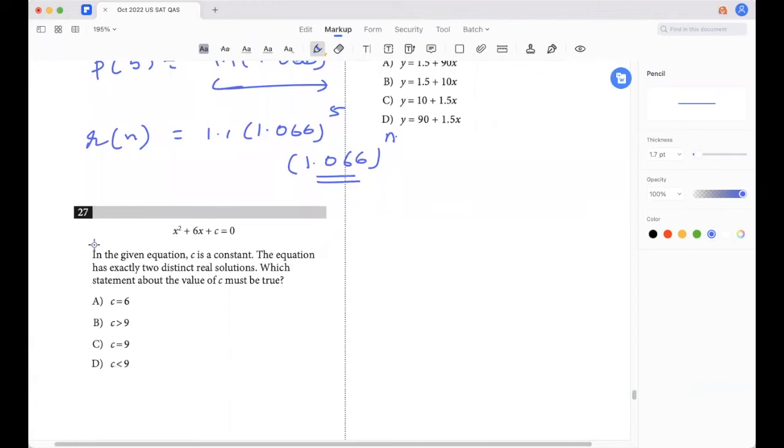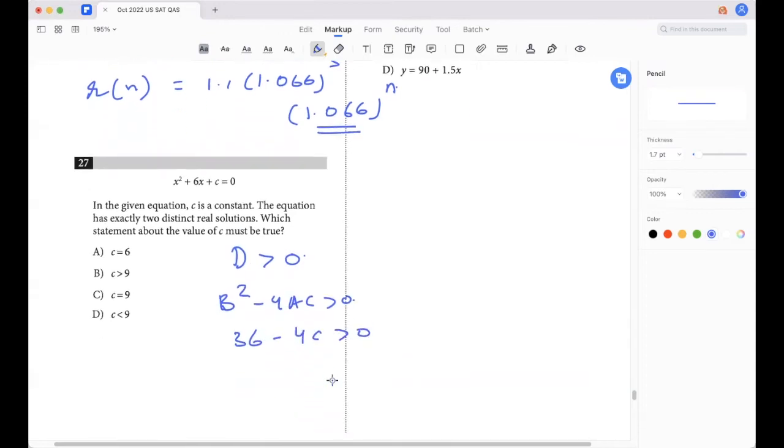In the given equation, C is a constant. The equation has exactly two distinct real solutions. Which statement about the value of C must be true? Two distinct real solutions means the discriminant is positive. So b square minus 4ac is positive. So 36 minus 4c is positive. So 36 greater than 4c. So 9 greater than c. So c should be less than 9. Yeah.